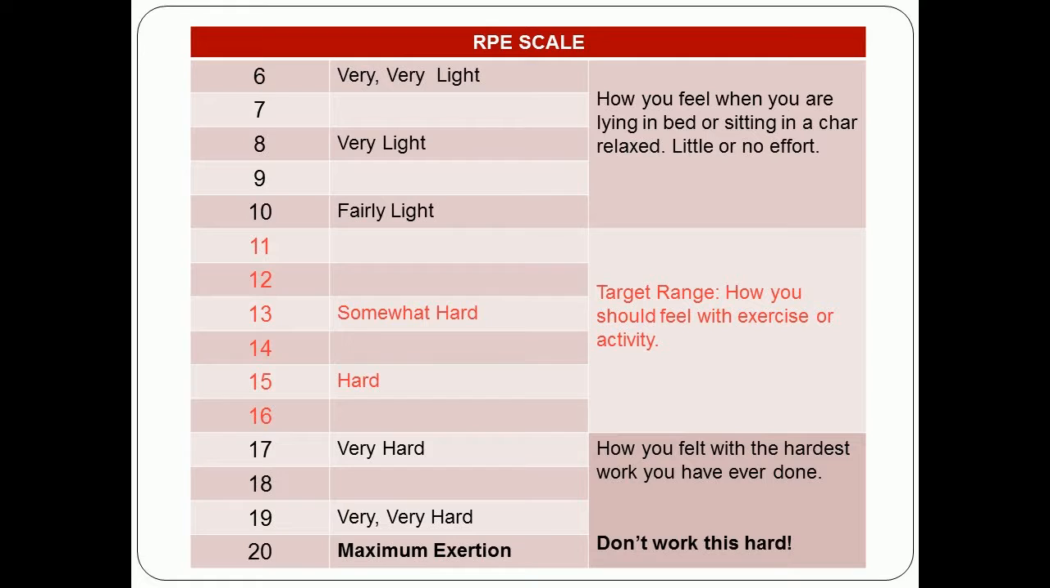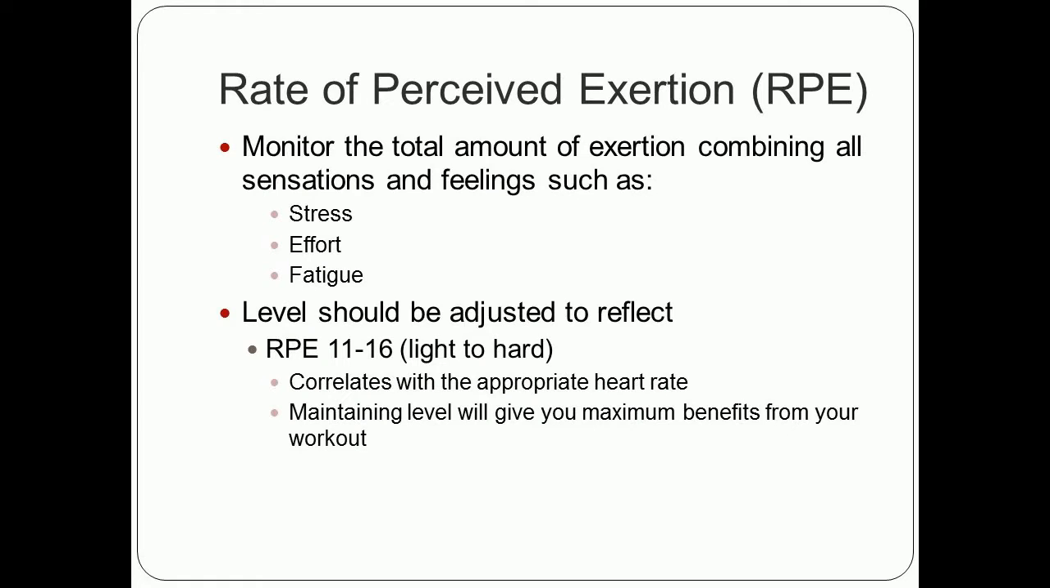The goal when starting an exercise program is to start out exercising light to somewhat hard and progress to exercising somewhat hard to hard. Rate of perceived exertion, RPE. Monitor the total amount of exertion combining all sensations and feelings such as stress, effort, fatigue. Level should be adjusted to reflect RPE 11 to 16, light to hard. This correlates with the appropriate heart rate. Maintaining this level will give you maximum benefits from your workout.